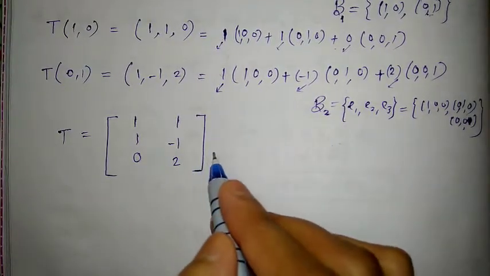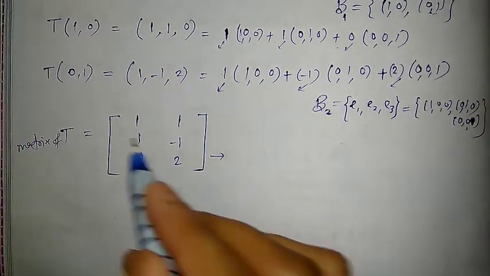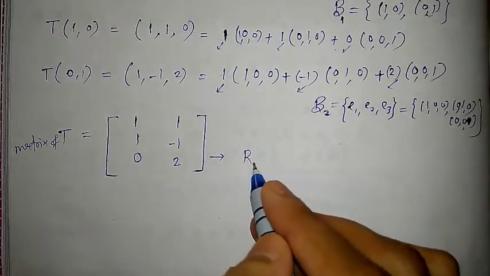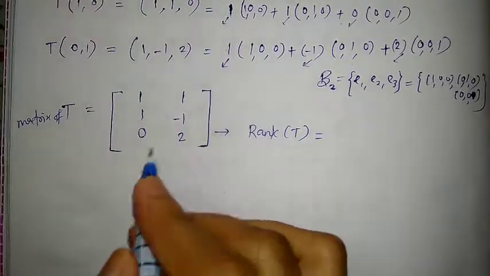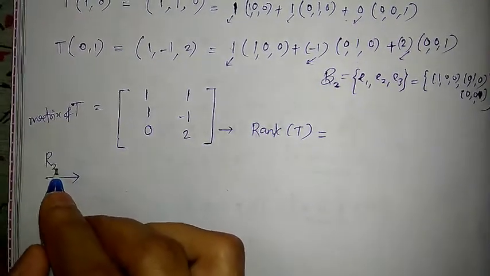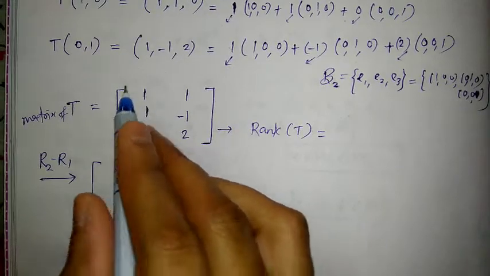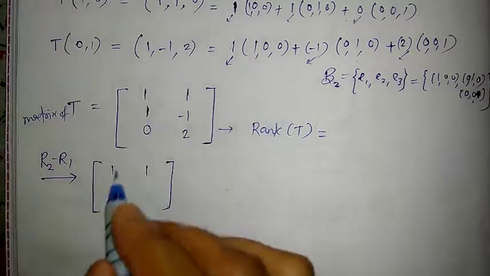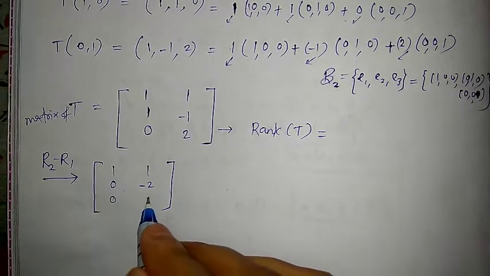Just find out the rank of this matrix of T. So I must write this matrix of T. So the rank of this matrix of T is same as rank of T. So find out the rank of T. So how to do this? Just take row operations. So we can take R2 minus R1. So from R2 just subtract the first row and write the result in second row. So it is 1, 1 as it is, then 1 minus 1 is 0, then minus 1 is minus 2, third row is as it is, 0, 2.